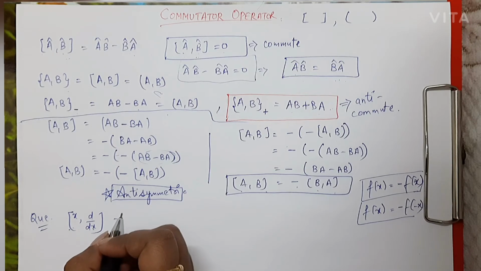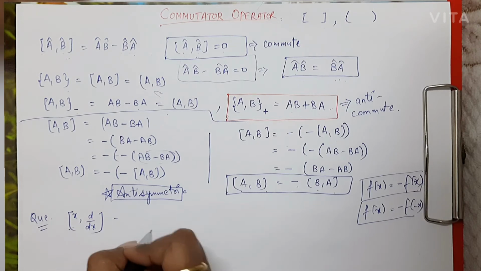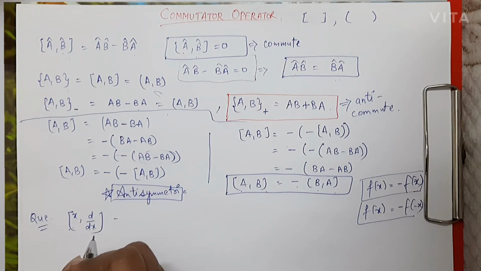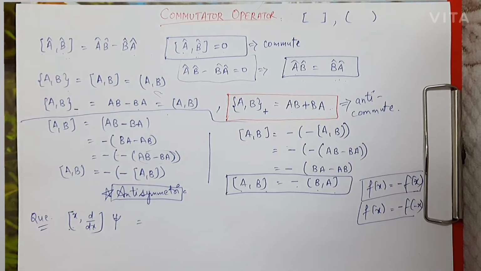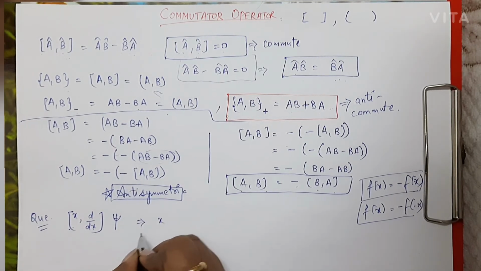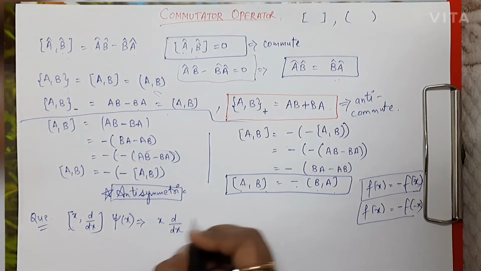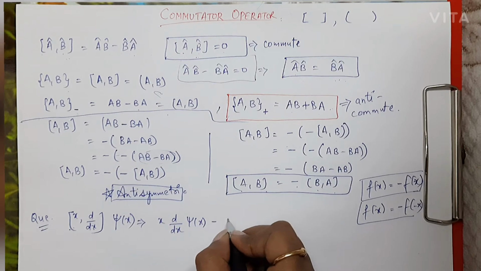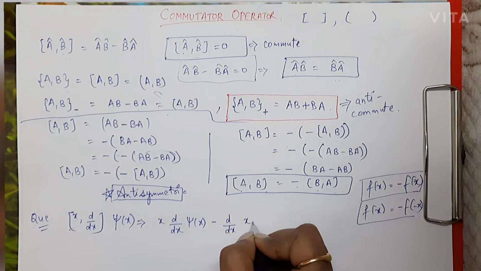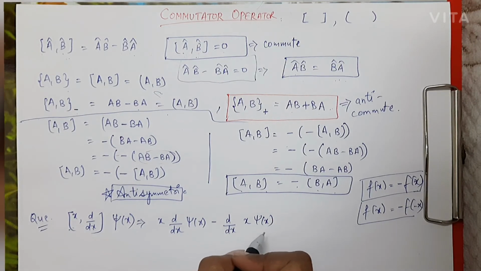first we have to take any arbitrary function, because an operator itself has no meaning, so we have to operate this over any function. So we are going to operate this on a function psi, right? Now after opening the bracket, it will be x d by dx of psi x, where psi is a function of x, minus d by dx of x into psi x, right? ab minus ba.